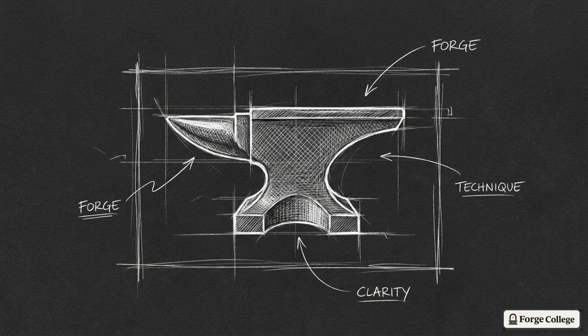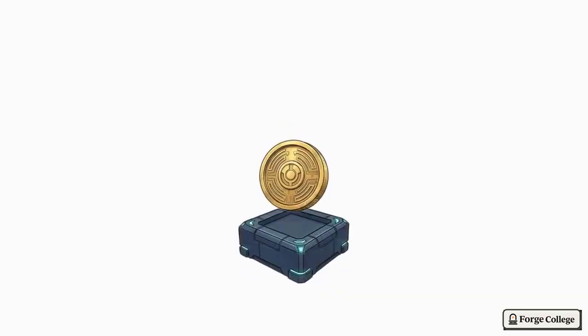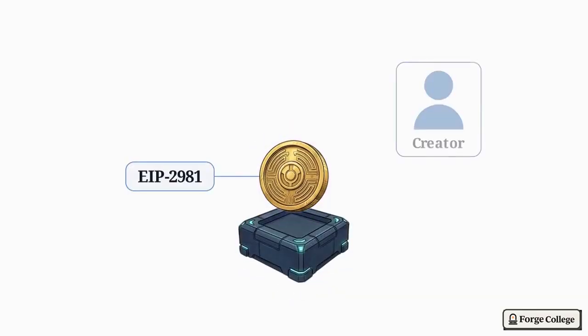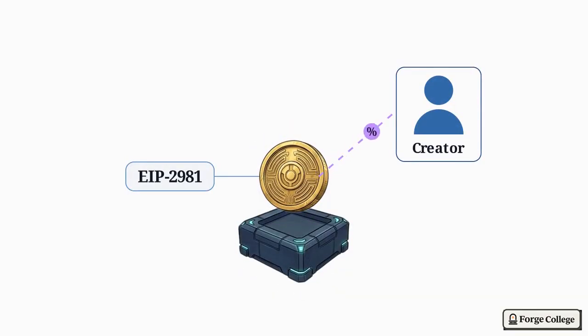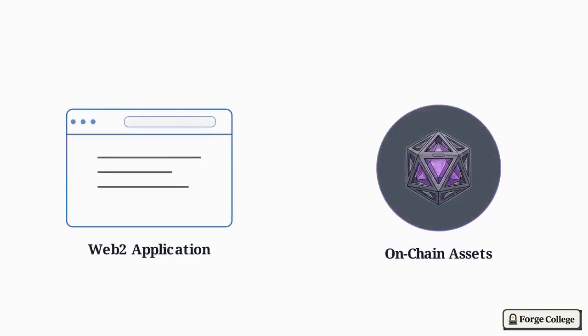Today, we are putting our tools to work and implementing action endpoints. In our last lesson, we focused on EIP 2981 digital asset rules to manage creator royalties on-chain. Now, we need a way to actually send commands from a standard website over to those on-chain assets.